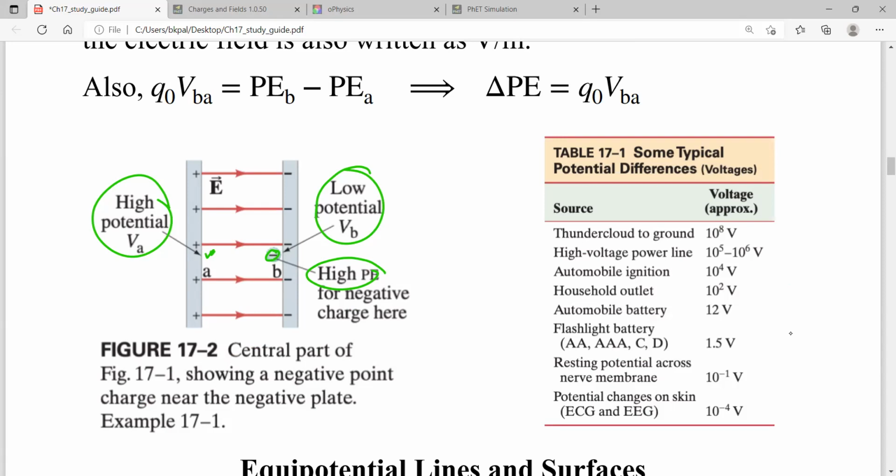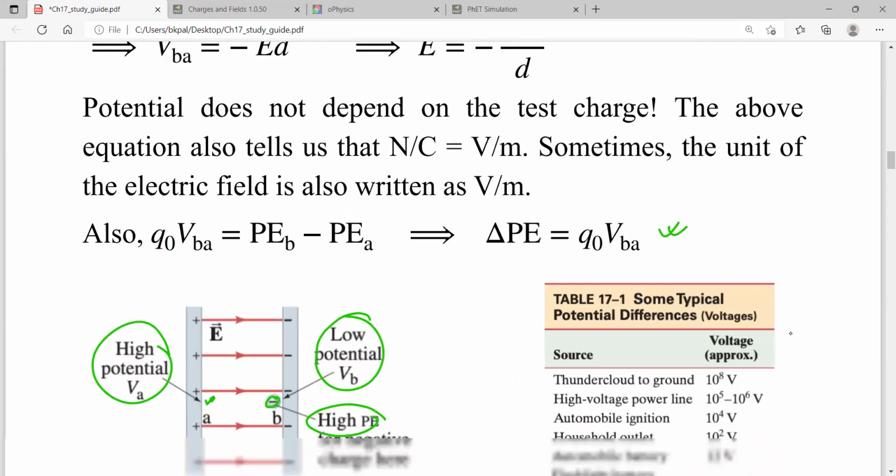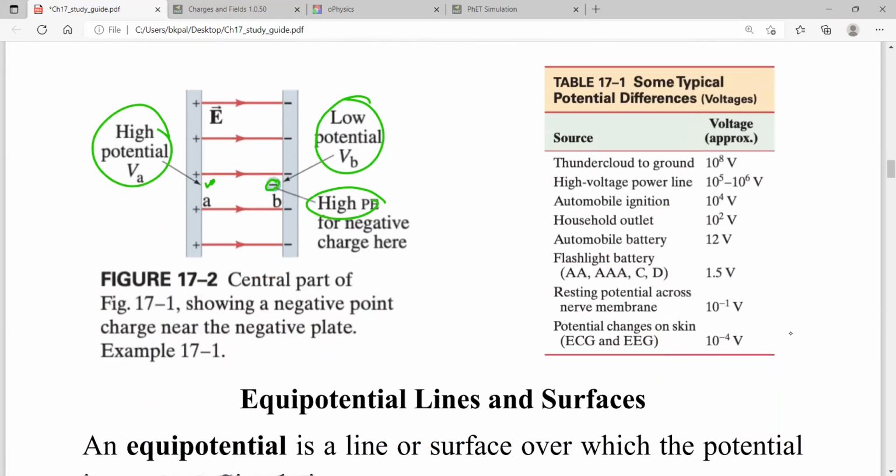All right, this is another equation I derived from one of these equations, I think this and this equation, so check it. Here this table shows some potential differences. The most common one is the AA or AAA battery. The potential difference of an AA or AAA battery is 1.5 volt, between the positive terminal and the negative terminal.